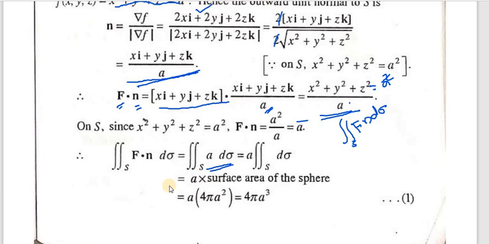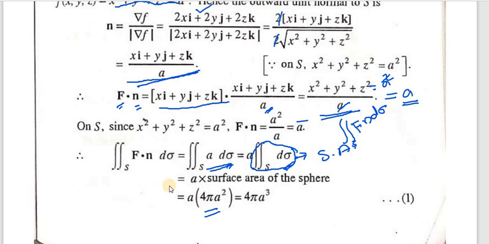We can cancel one a, then f dot n will be equal to a. Then double integral over S f dot n d sigma is equal to double integral over S a into d sigma is equal to a into double integral over S d sigma. This quantity is the surface area, the surface area of the sphere. Surface area of the sphere is 4 pi a square.